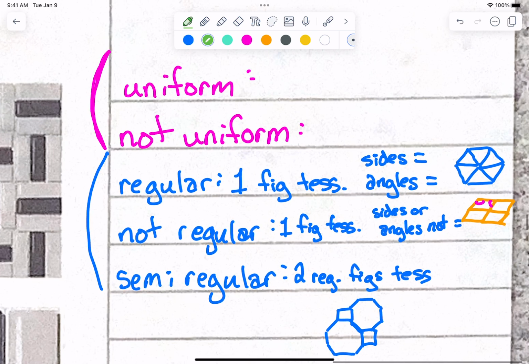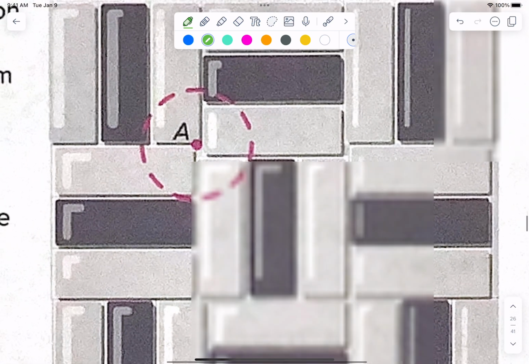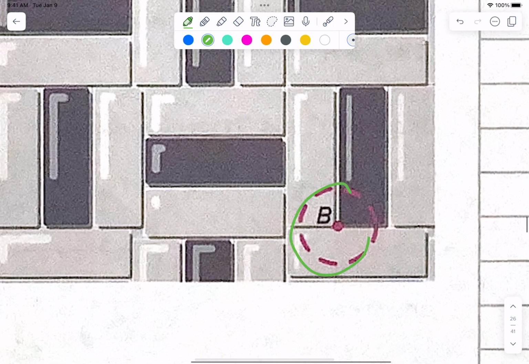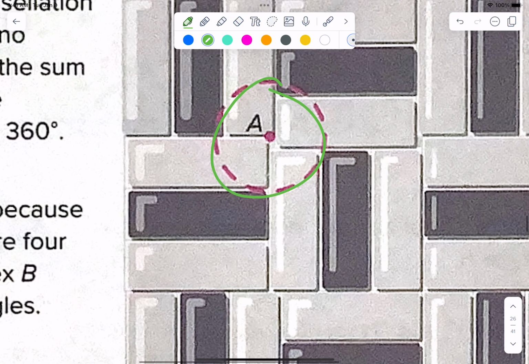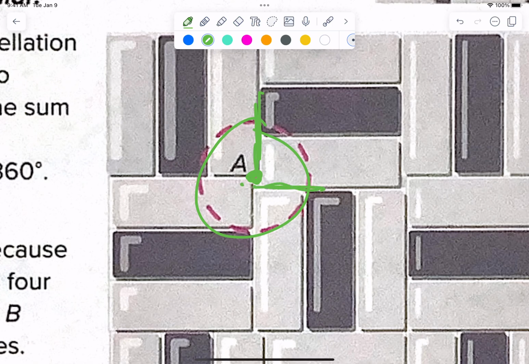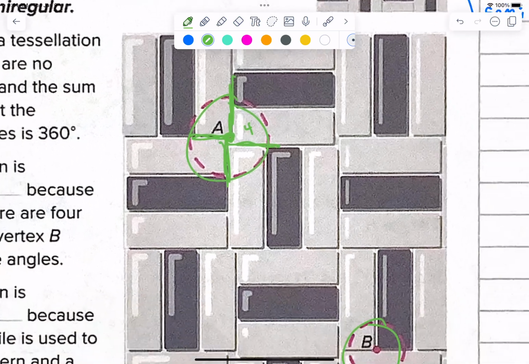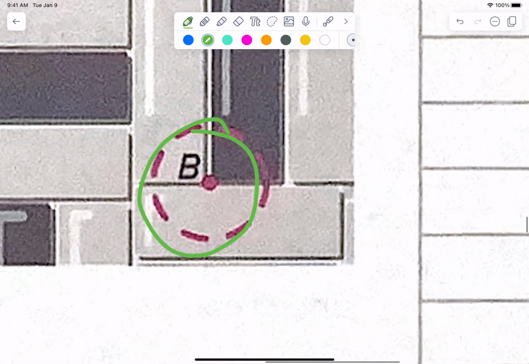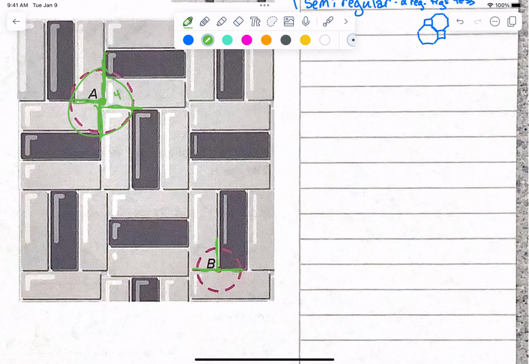Uniform looks at the intersections. You see where A is here and B is here? A is talking about the different intersections that we have. A is this guy. How many lines are coming together to make this vertex? 1, 2, 3, 4. We have 4 places where he's coming together. B, how many intersections are coming together to make that B? 1, 2, 3. So he is not uniform, because different intersections are going to look different.